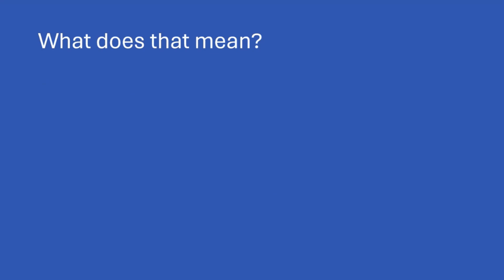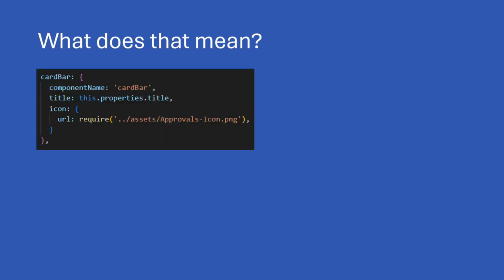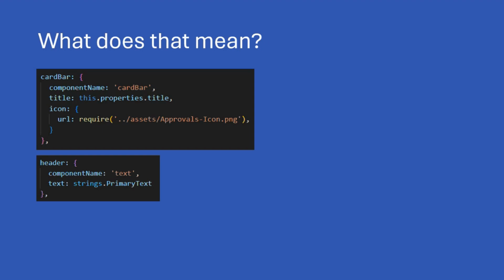So just to be more clear, what do I mean? Well, when you create, for example, a card view and you provide a card bar, it will be a JSON object made of a name, which will be cardBar, a title, which is the title that you will see in the card view, and eventually an icon if you want to customize the icon, which can be, for example, the URL of a picture that you want to show in the UI as the icon for your card view. If you have a header, the header will be made of a text, and the text will be the bold title that you see in the card view.